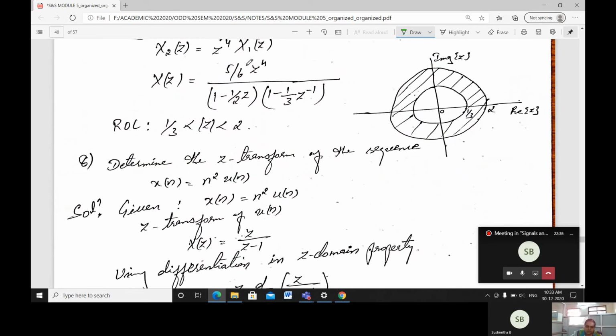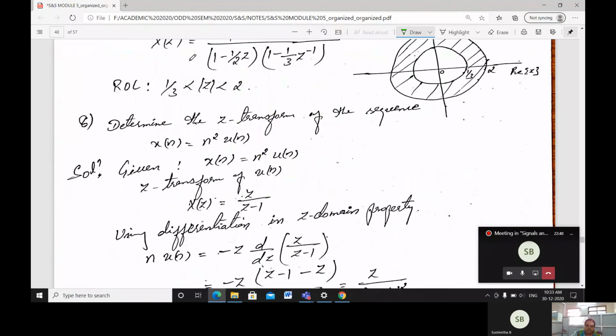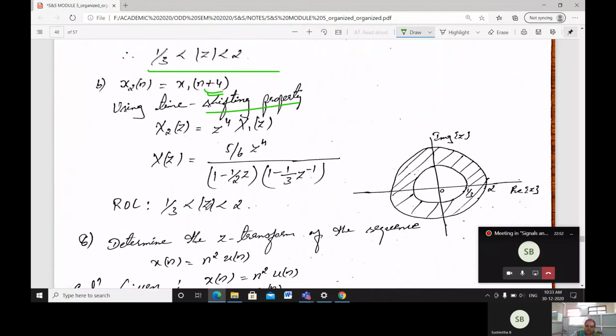Here it is written: 5 by 6 into z raised to 4 divided by 1 minus 1 by 2 z into 1 minus 1 by 3 z inverse. What is the region of convergence? We already found out where it is going to exist, in between 1 by 3 and 2, and the region of convergence is going to exist in between 1 by 3 and also 2. This is shown in this figure.